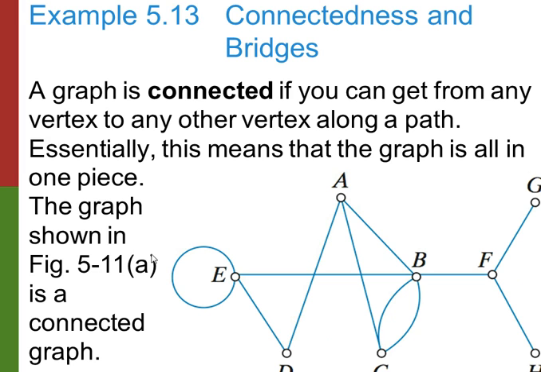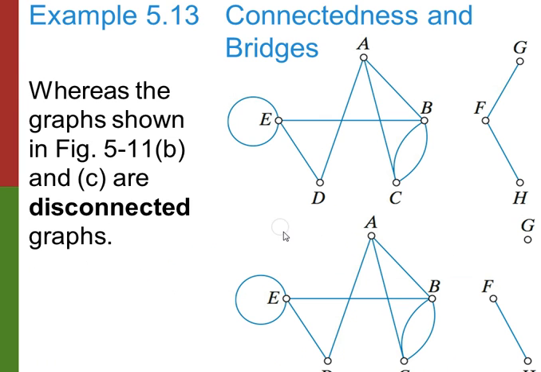Connectedness and bridges. A graph is connected if you can get from any vertex to any other vertex along a path. Okay, so if I disconnect this edge right here, I am no longer connected. And we call that a bridge, when I have only one edge going from one part to another. So now I'm no longer connected and I am disconnected. Oh, isn't that lovely?